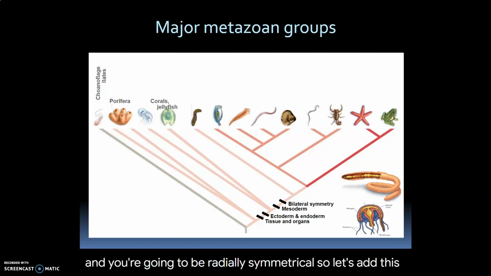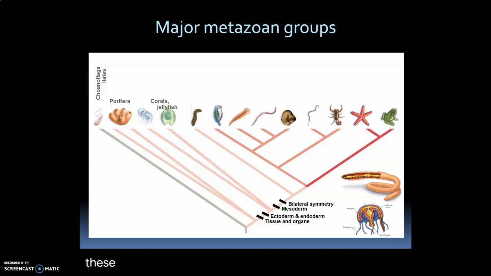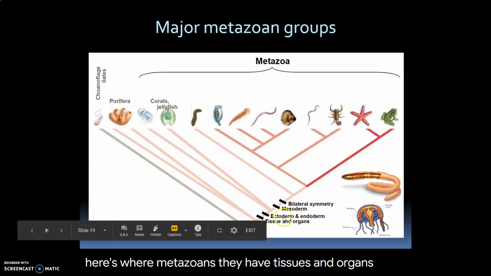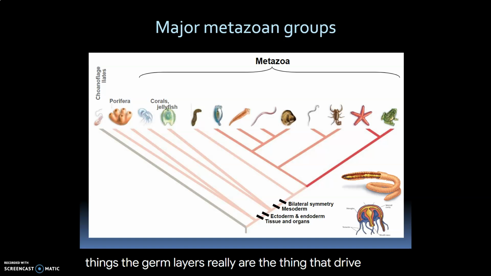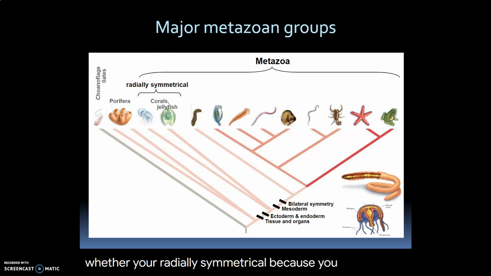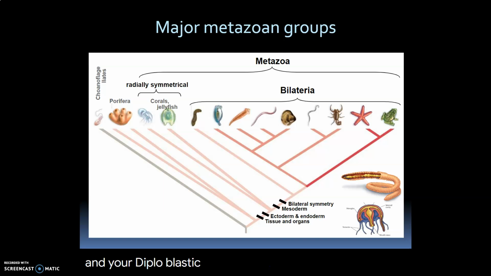So let's add this to our phylogeny. And again, in the textbook, they don't put these traits. Trust me, we're building a better phylogeny. So here's our metazoans. They have tissues and organs. Now we can add ectoderm and endoderm, which means that the groups that branch off are going to be diploblasts. Then we have the evolution of the mesoderm, which technically means triploblasty, and then bilateral symmetry. So these things, the germ layers, really are the thing that drive whether you're radially symmetrical because you only have two and you're diploblastic, or you gain the mesoderm and are now going to be bilaterally symmetric.